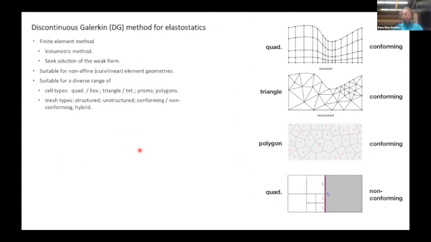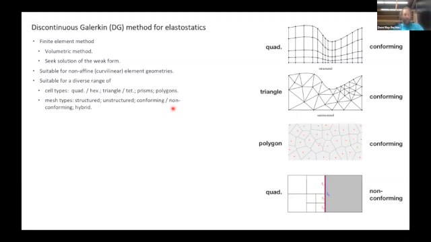Why? I guess that's the question. What is it, and why do we want to use this approach? So DG methods are finite element methods, they're volumetric methods, and since they're finite element type methods, they seek solutions at the weak form. So they're not solutions at the strong form or the original PDE on the other page.